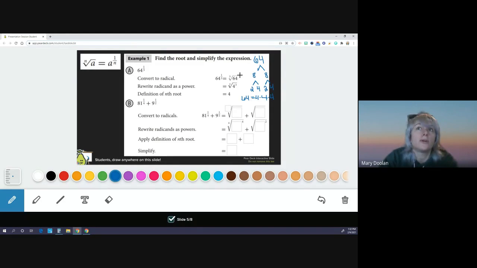Okay, so I can rewrite 64 as a power of 3 to match my index. Because the index here was 3, I want to rewrite it so it has the same power. And now this is like inverse operations. They cancel each other out. I could pull one 4 out because there's 3 copies of it inside. I have to have 3 copies, 4 times 4 times 4, to pull 1 copy out. And that's where this comes from.